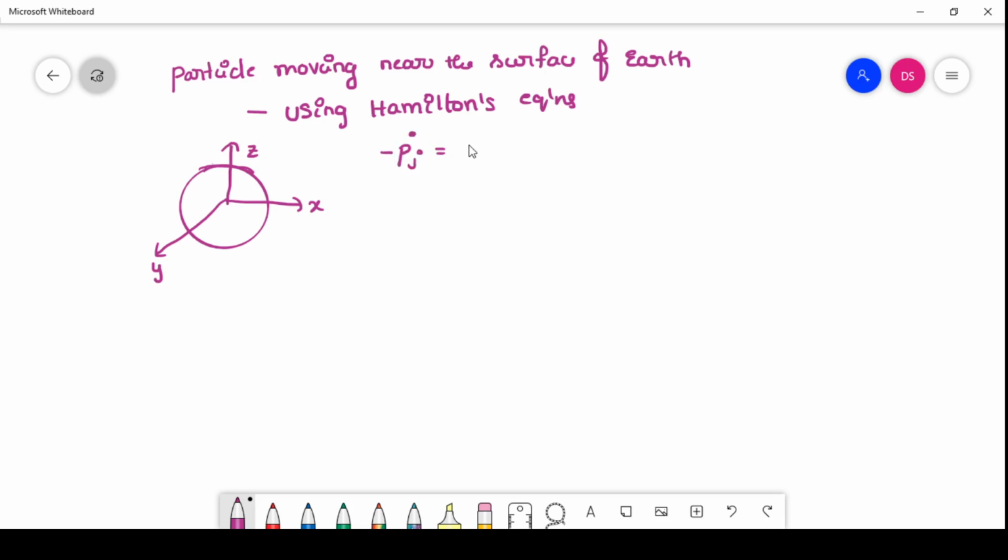Now first, to write the equation of motion, as usual we have to consider Hamilton's equation: minus pj dot is equal to dou H by dou qj. Now the particle is moving near the surface of the earth, maybe near the x-axis, near the y-axis, near the z-axis. Here we have to write Hamilton's equation of motion in three directions: along x, along y, and along z.